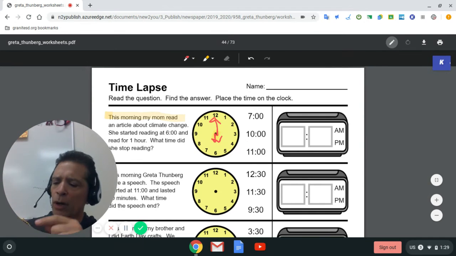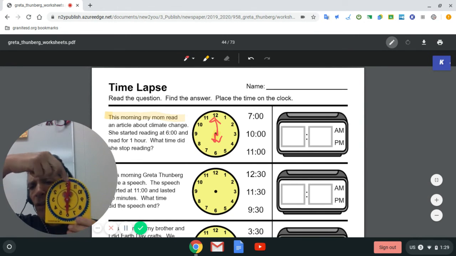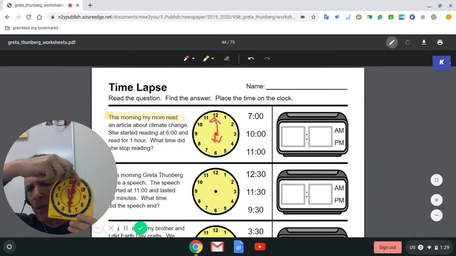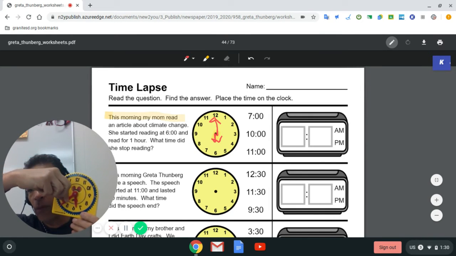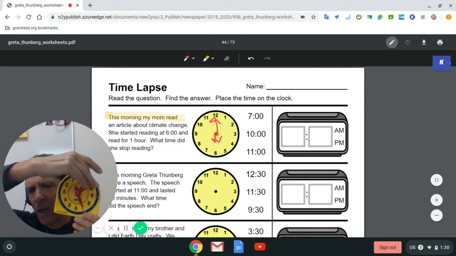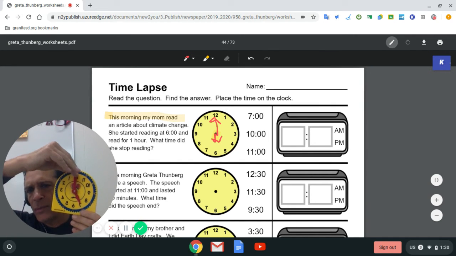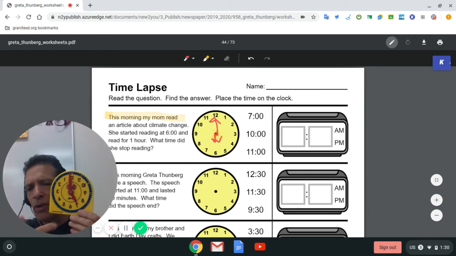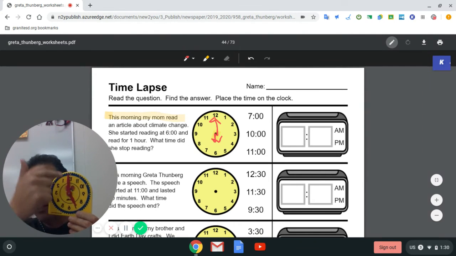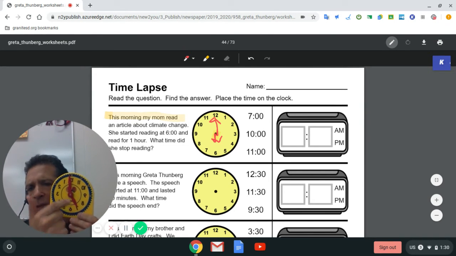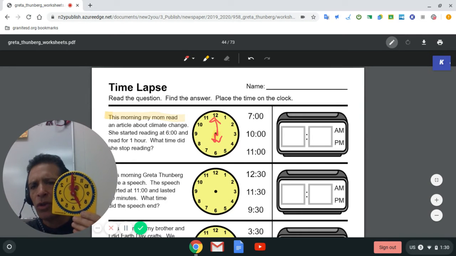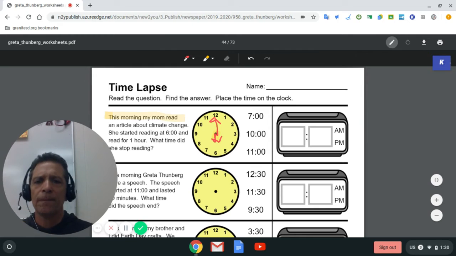Well, 1 hour is when the longhand goes all the way around one time. 4, 5, 6, 7 o'clock. So we see the small hand is moving at the same time. 1 hour. It's 1 hour. And what time is the clock pointing to now? Small hand's at the 7, the longhand at the 12. So she stopped reading at what time? 7 o'clock.